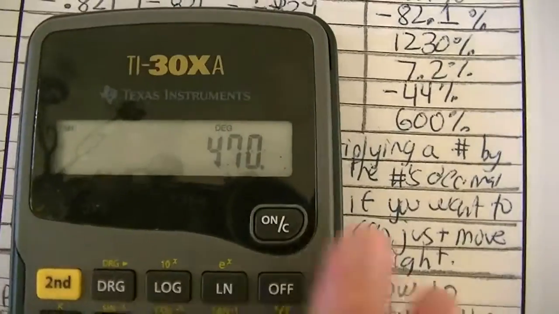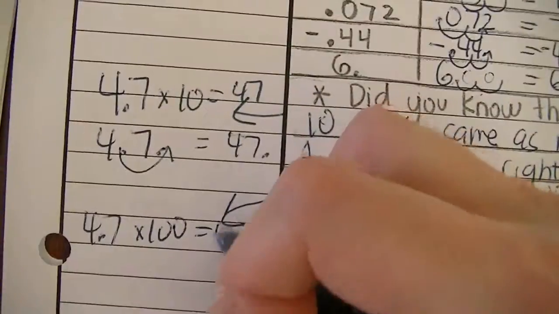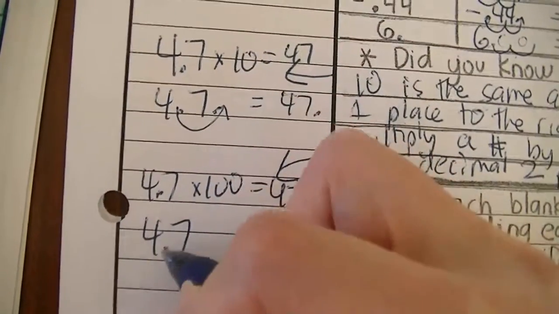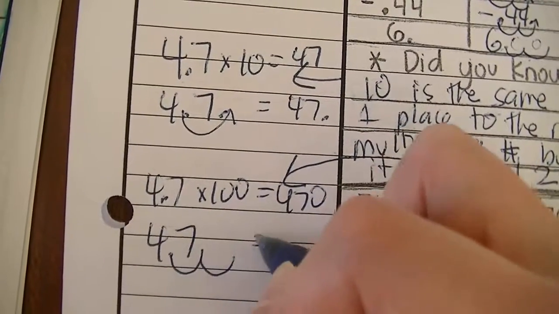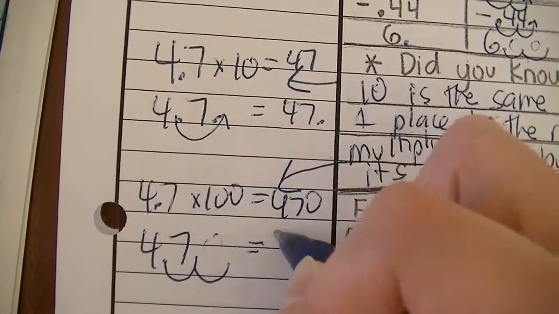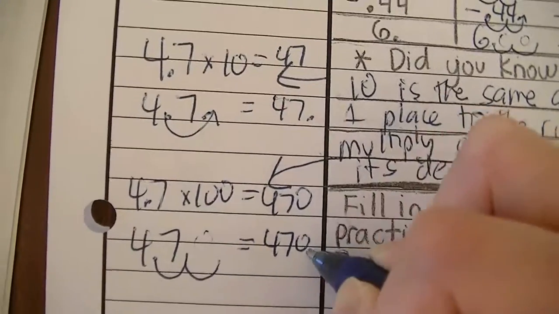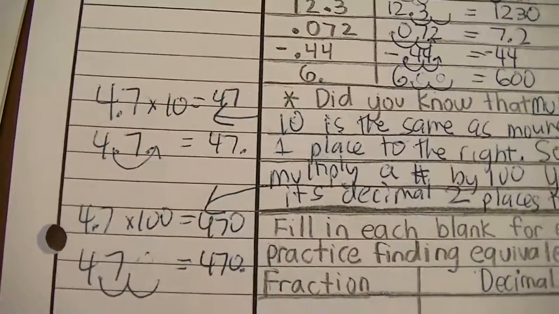I'm supposed to get 470. But what I just showed you is to multiply it by 100, you just go 1 place and 2 places and fill it in, so it'd be 470, and the decimal's right behind it, okay? All right.